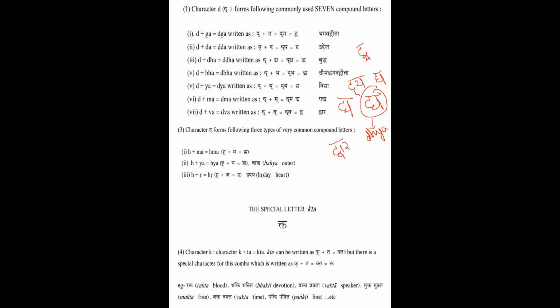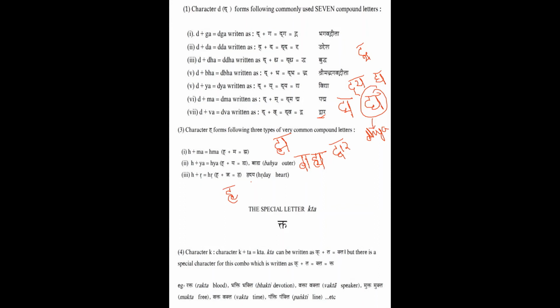In the same manner, ha plus ma, like this, brahma. This is brahma. Then ha plus ya, bahya, which means outer, like bahya prapancha, the outer world. In the same manner, with ha and the u matra it becomes hridaya. So these are some of the words.